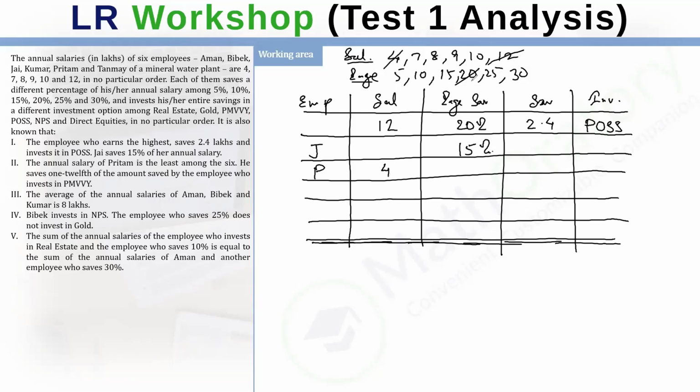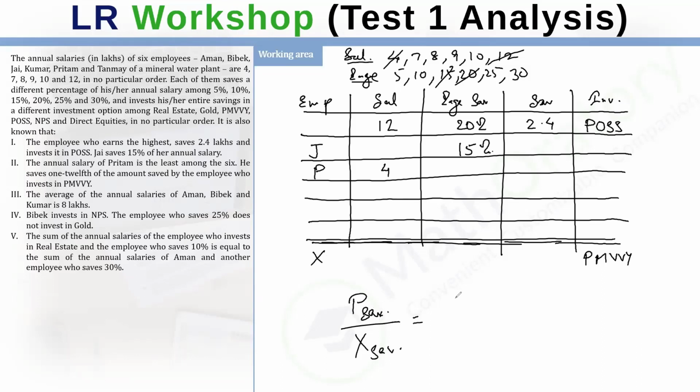So 4 lakh is taken. By the way, 15% is also gone. He saves 1/12 of the amount saved by the employee who invests in PMVVY. So there is some X person who is investing in PMVVY. I'm not collecting this, by the way. I would not write this. This is just so that you guys understand. So Preetham's savings is 1/12 of this X person's saving, right?